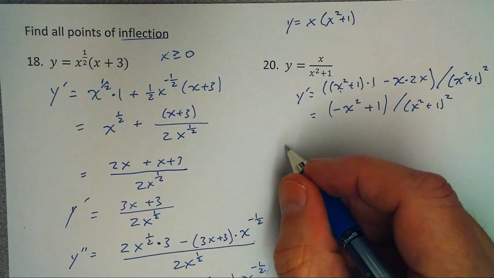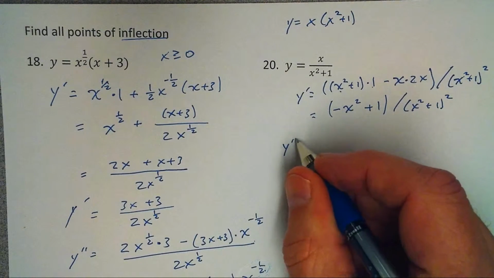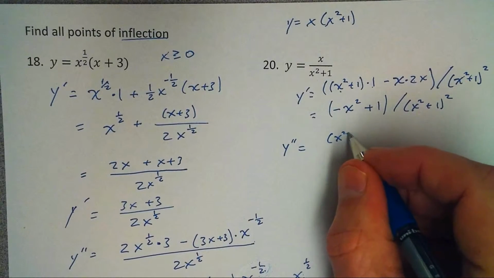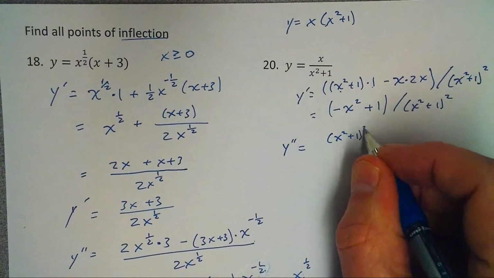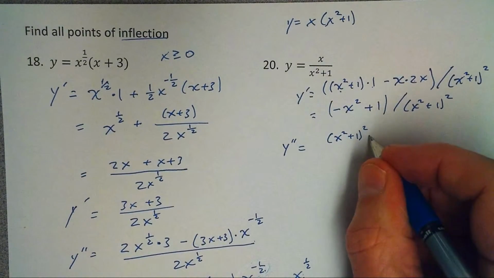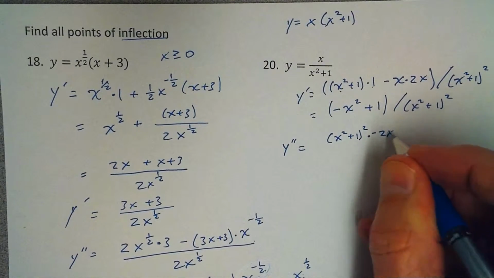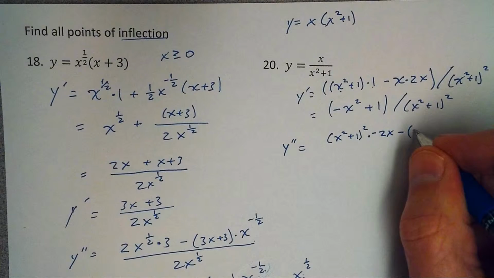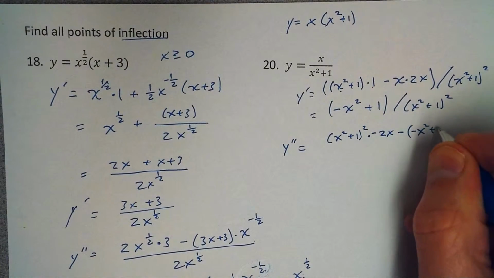We're going to try the second derivative, and I expect this to get a little bit uglier before it gets good again. Y double prime: low is now x squared plus 1 squared, d high times negative 2x, minus high, negative x squared plus 1.